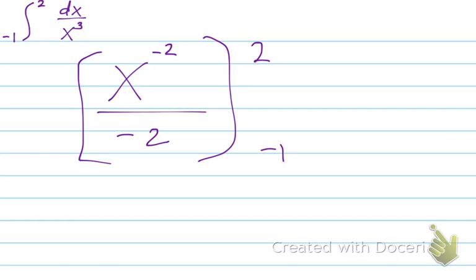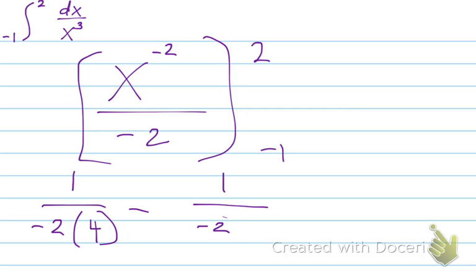And if you did that, you would get 1 over negative 2 times 2 squared, which is 4, minus 1 over negative 2 times negative 1 squared, which is 1, and you would get negative 1/8 plus 1/2, sorry, that's an eighth, plus 1/2, which would end up giving you 3/8.